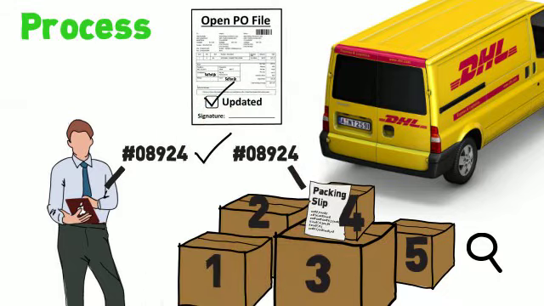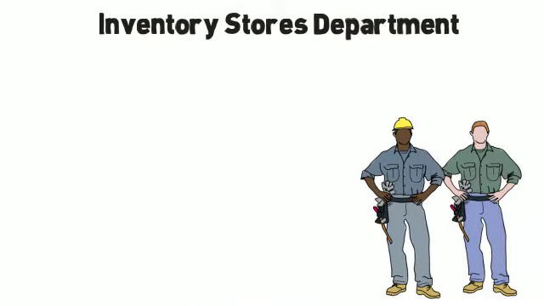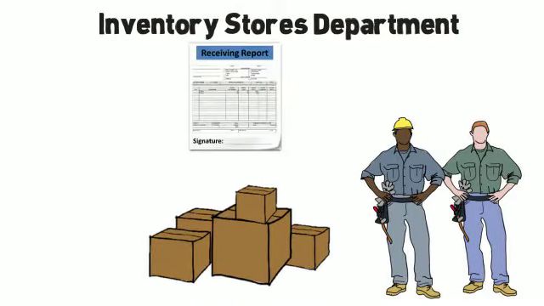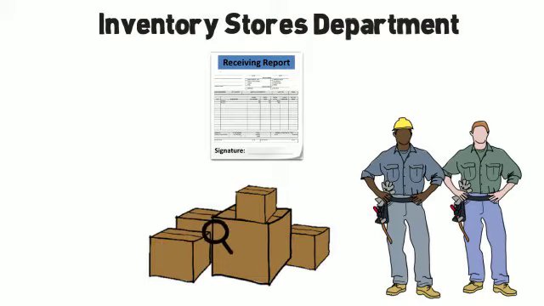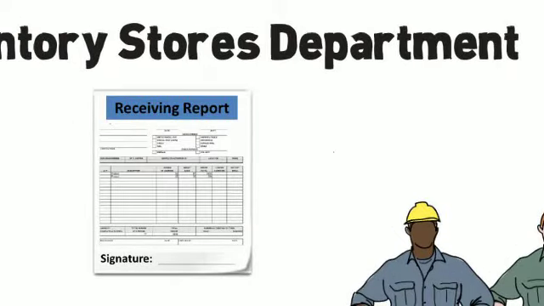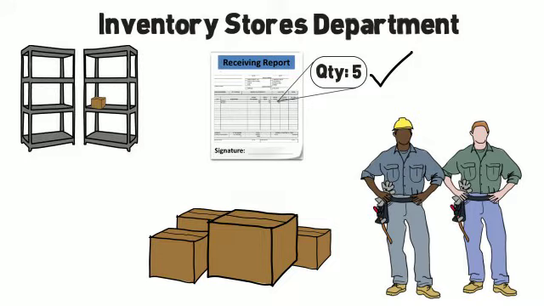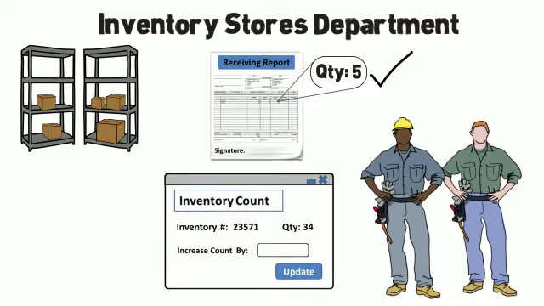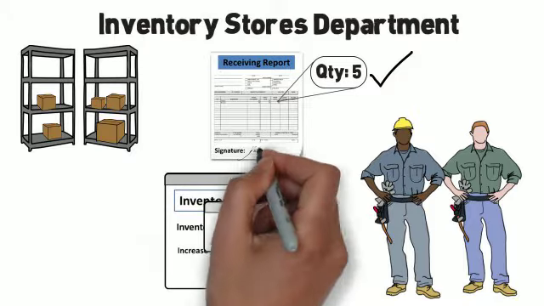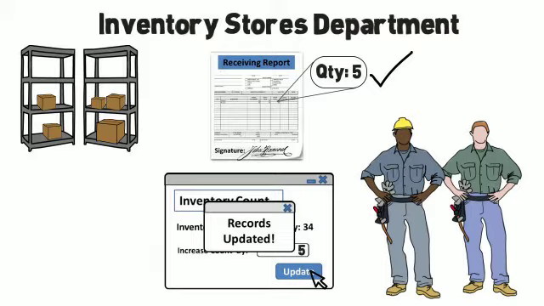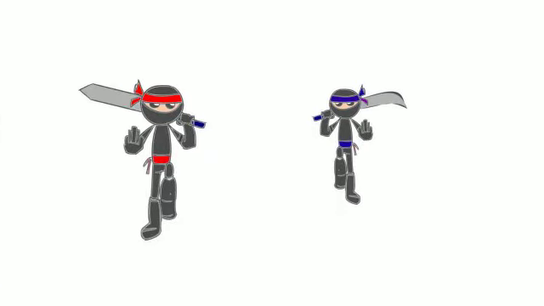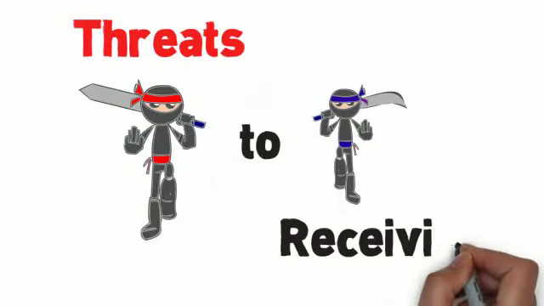The goods and receiving report are then transferred from the receiving dock to the inventory stores department, where inventory personnel inspect the goods, count them, and reconcile that count with the receiving report. The goods are then stored, the inventory records are updated, and the receiving report is signed by inventory control. That's it for the process. Let's talk about the threats to receiving.